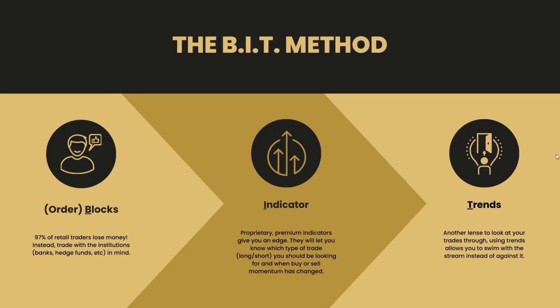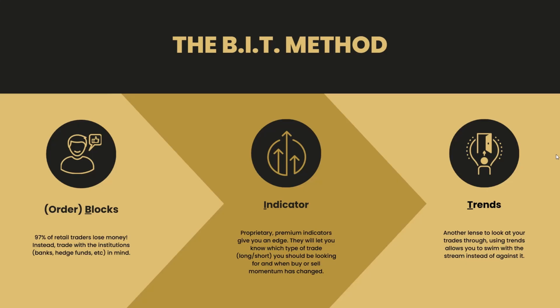The next thing in the B.I.T method is I for indicator. There are proprietary premium indicators that give you an edge in the markets. They'll let you know which type of trade you should be looking for, a long or a short, and when that buy and sell momentum has changed. A lot of people say, oh, the trade is slowing down, I should get in now. Not necessarily. Or, oh, this is starting to speed up, there's a lot of momentum in this buy direction, the price keeps going up, I need to get in. Well, what does the indicator say? Some people get in way too late on a trade, get stopped out very quickly, and it's easy to get faked out. So what does the indicator actually say? I go over that in the next course.